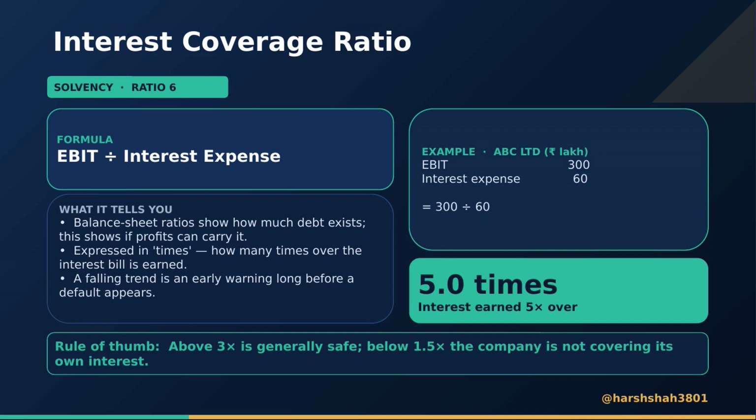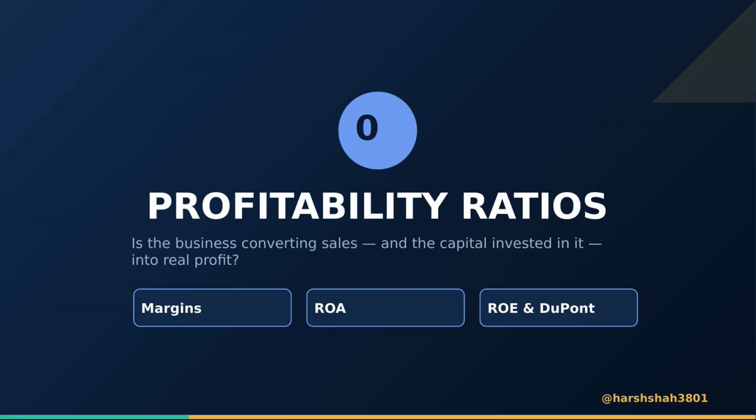And here's a pro tip for you. A falling trend in this ratio is often an early warning sign, long before an actual default ever shows up. As a rule of thumb, above 3 times is generally considered safe. Wonderful, we've covered solvency. Now on to family number 3, profitability ratios.